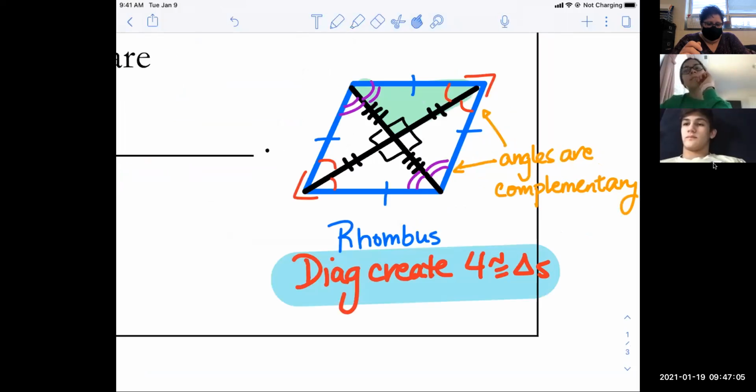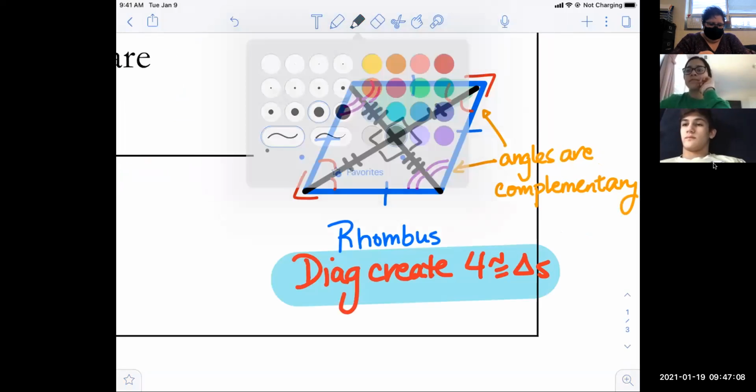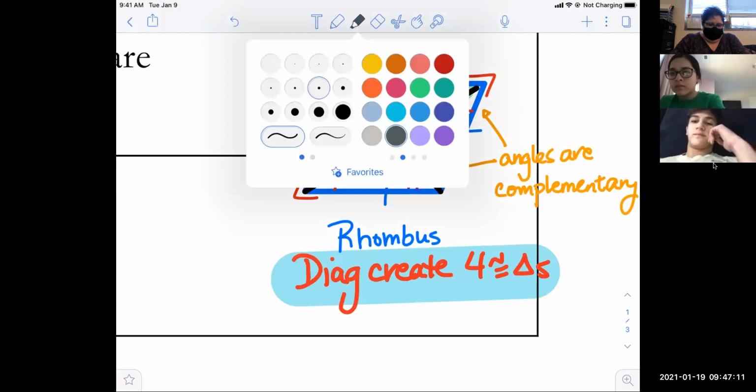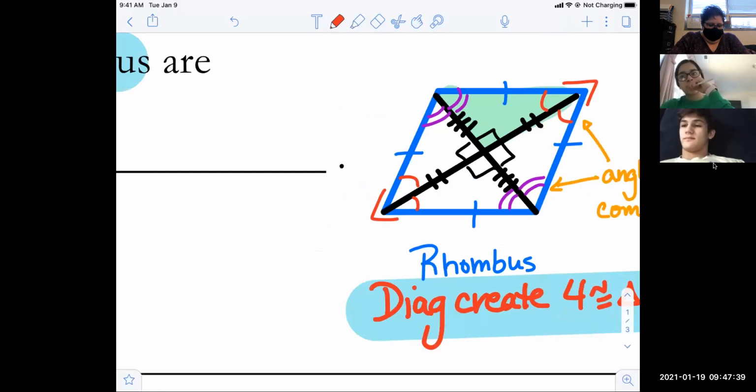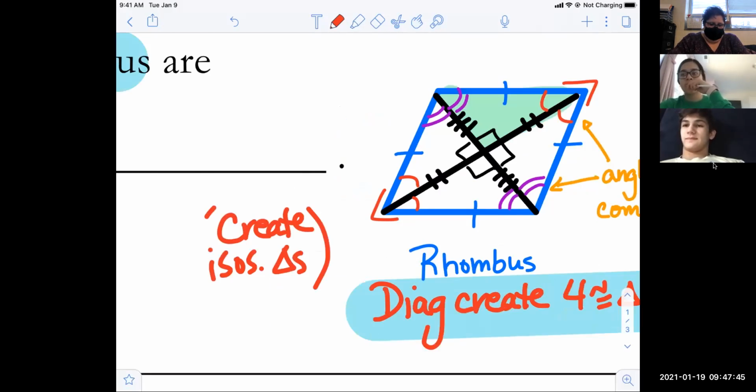One last thing. What could you tell me about this triangle? Anything special about that triangle? So it's isosceles. So you can also create two congruent triangles; that one would be congruent to this one, and they would also be isosceles. Something to keep in mind.